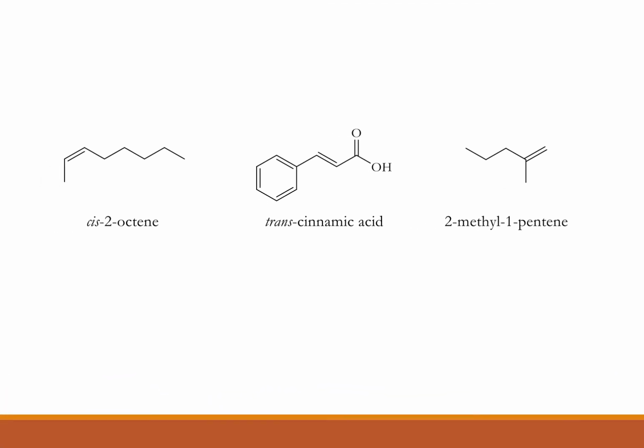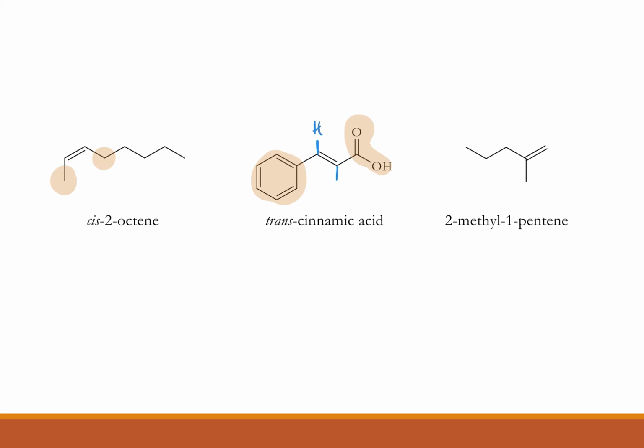Here's more examples of stereoisomers specifically with double bonds. There's the cis-2-octene, and you can see we have that group and this group on the same side of the double bond, hence why it is cis. Whereas in trans-cinnamic acid, we have this whole group on the bottom left, and then this whole group on the top right, hence why it is trans. And just to point out, those are the hydrogens. And in the other one, the hydrogens are here and there. So those say cis and trans.